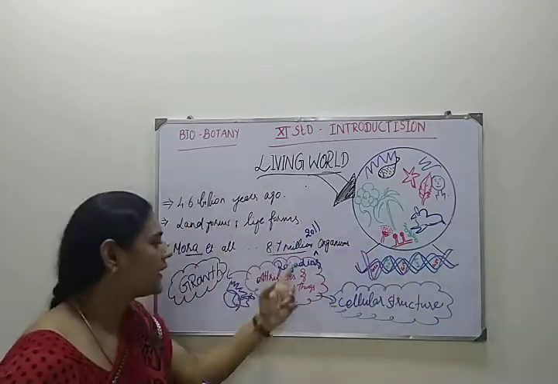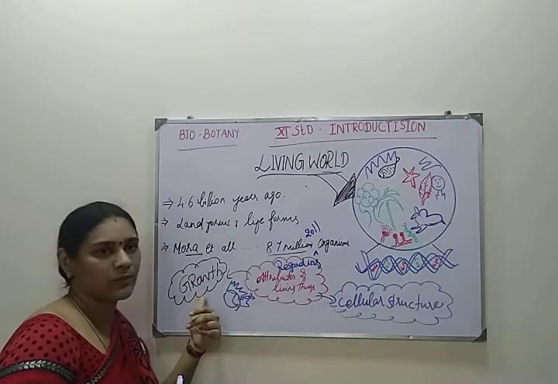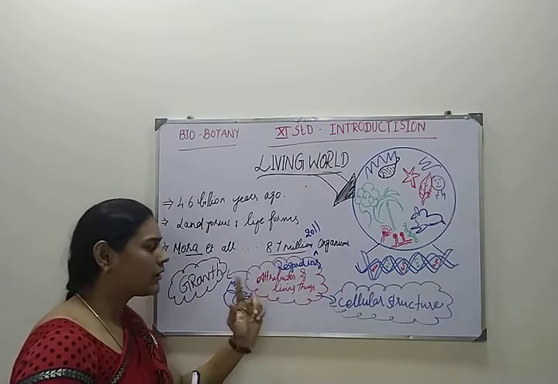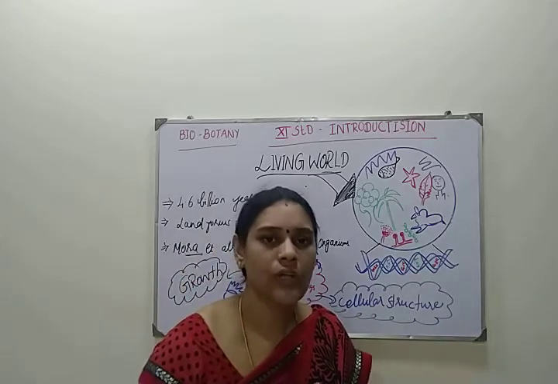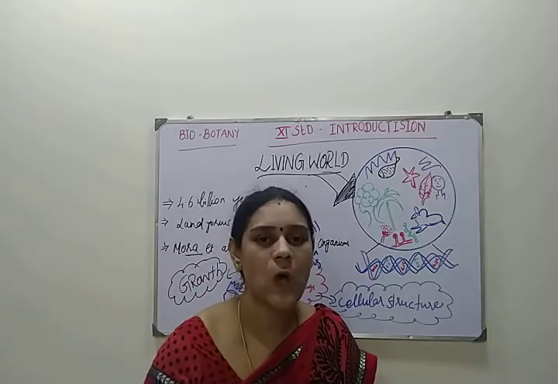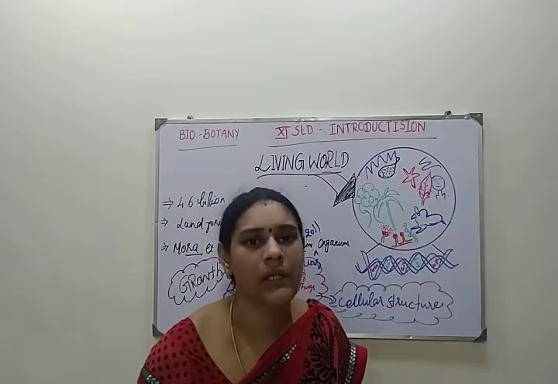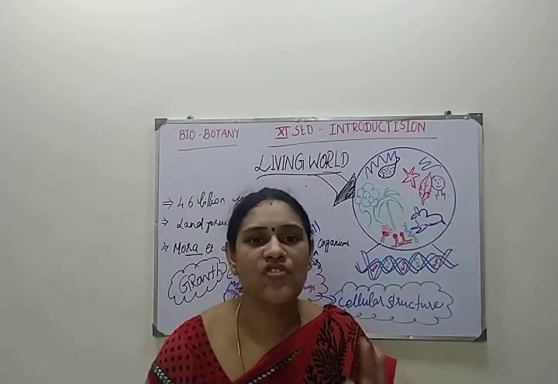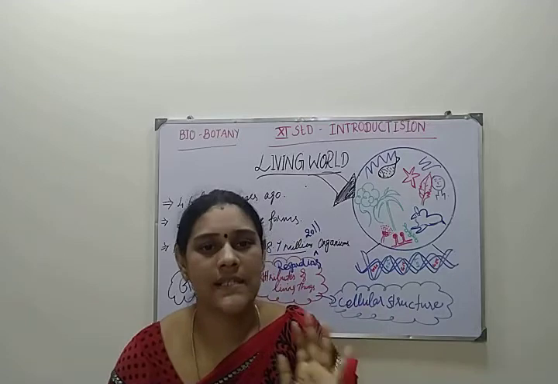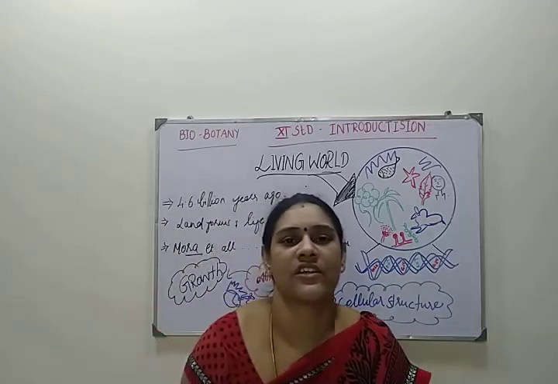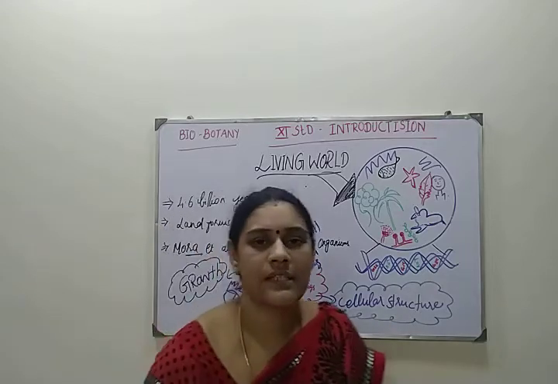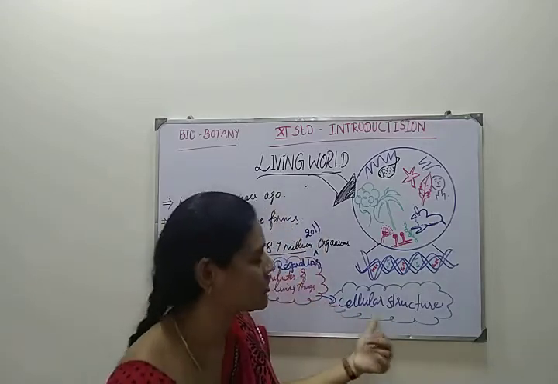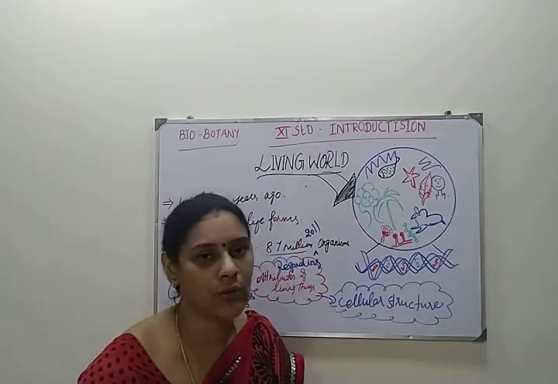So that is growth, regarding the attributes of living things. One more attribute is cellular structure. You have studied in your lower classes that all living organisms in the world are made up of a single structural and functional unit called the cell. The cellular structure is prokaryote or eukaryote.